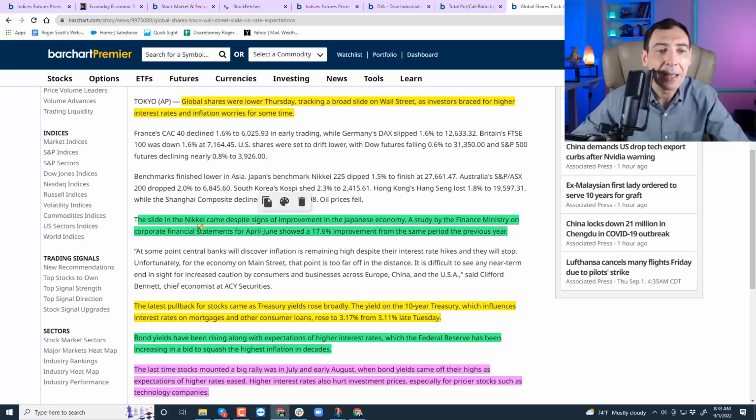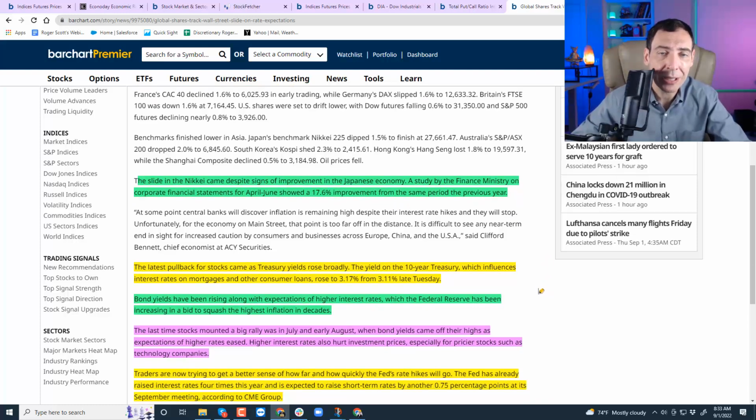Nikkei, Japan. The slide in the Nikkei came despite signs of improvement in the Japanese economy. A study by the Finance Ministry of corporate finance for the last quarter showed a 17.6% improvement from the same period. That's really good because we all know what last year was about. It's about COVID and all those other things.